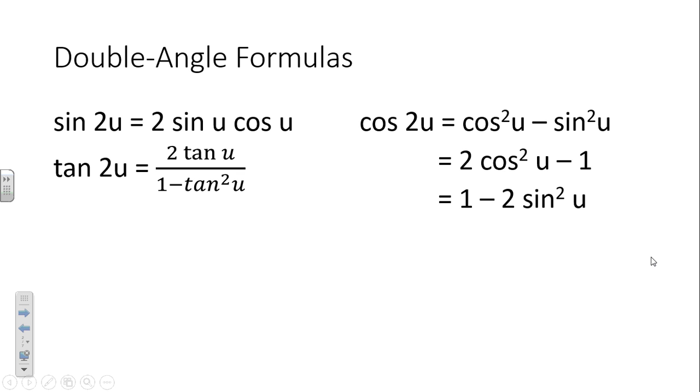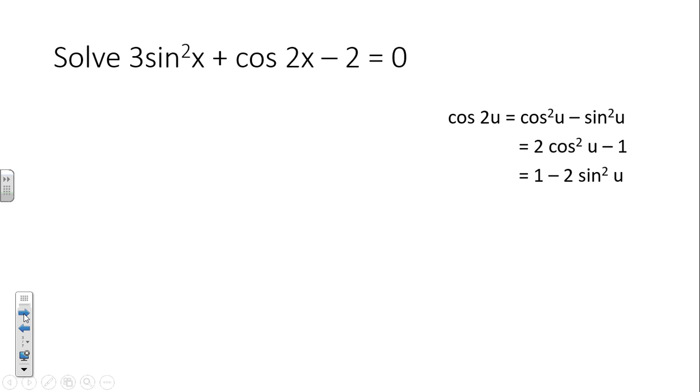Okay, here we go. So on our first example, we're asked to solve 3 times the sine squared of x plus cosine of 2x minus 2 is equal to 0. So it looks complicated, but we're going to use this third one, aren't we? Because we want to substitute something in for this cosine of 2x that's going to be beneficial and helpful for the rest of the equation, right?